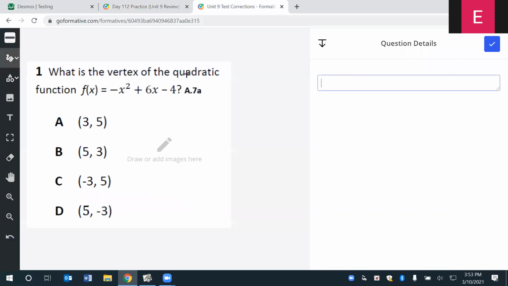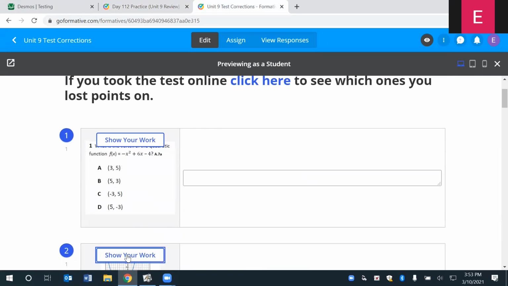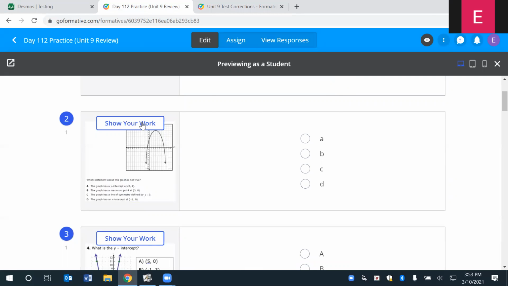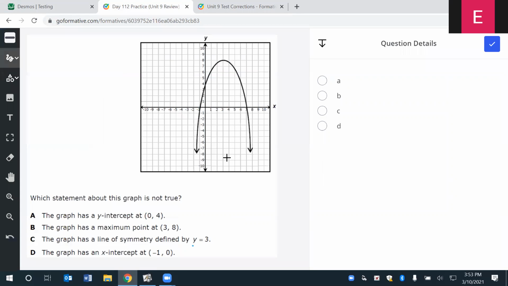All right, number 2 on your test is this one. So if you missed this one on your test, I'm going to show you an example that's very similar to it, and then you can try this one. Watch it though, because I want to show you exactly what I want to see for you to get your points back. Okay, so for this one, here's the example from the review.